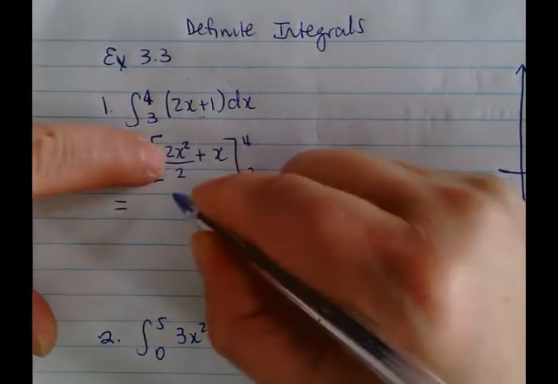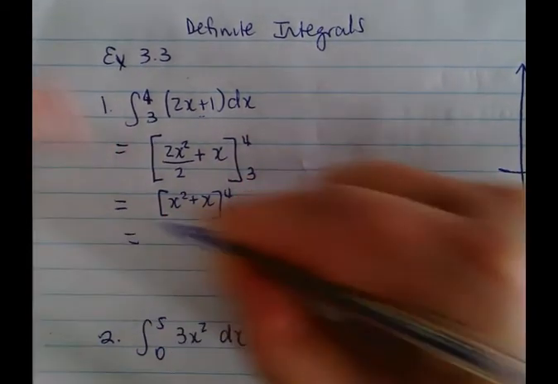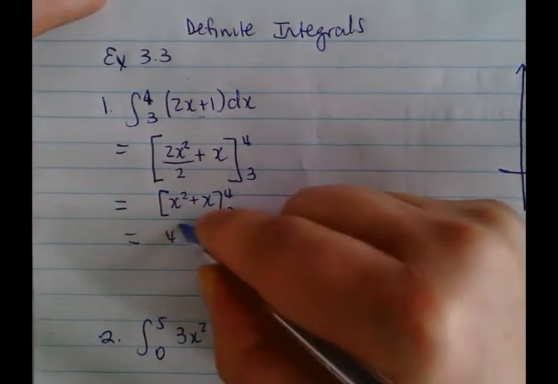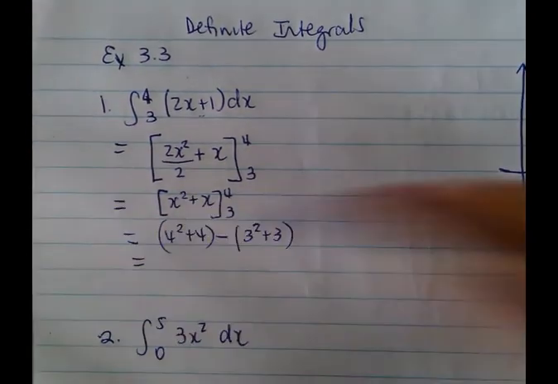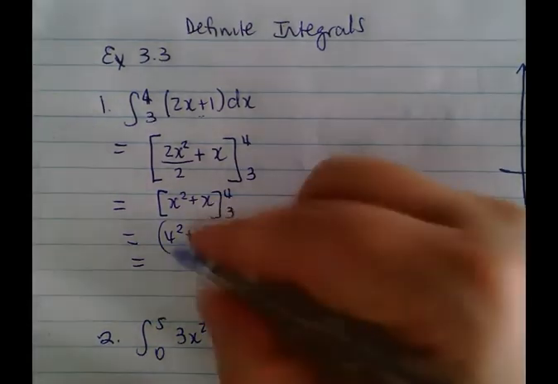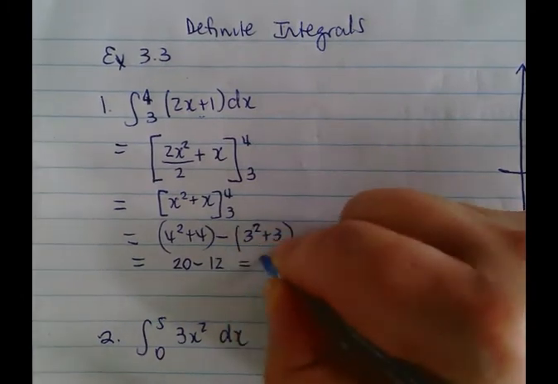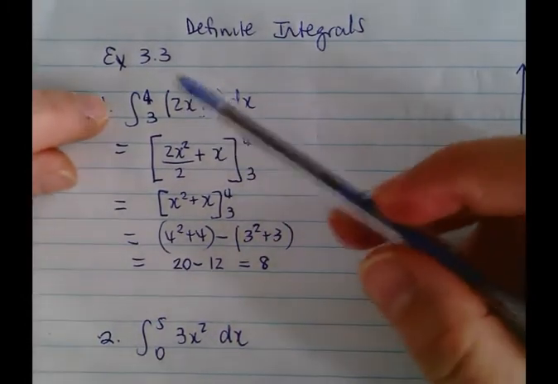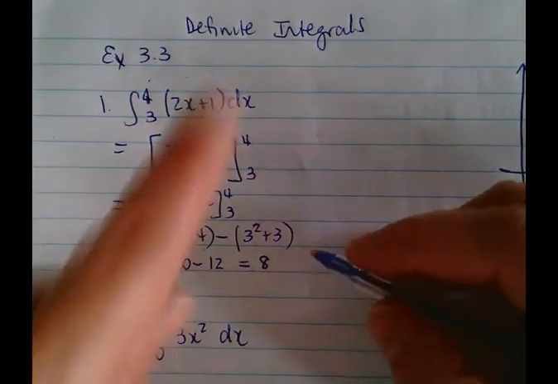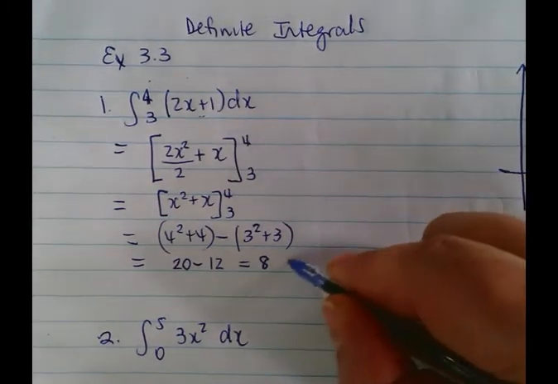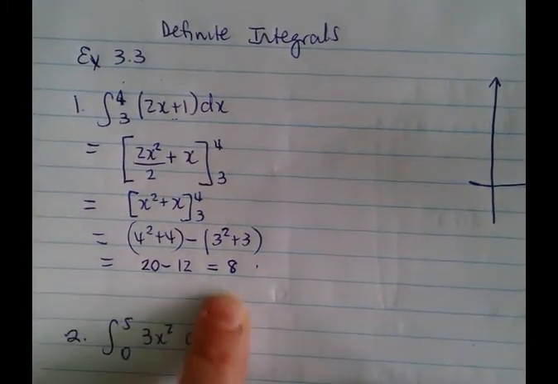The 2's here would cancel, right? So we've got x squared plus x, then we have to substitute the values of 4 and 3. So we've got 4 squared plus 4, and I like to put it in brackets, minus 3 squared plus 3. Please show working out. You don't want to make errors here. So that's 20 minus 12, which is 8. So it's telling me that the area under the curve between the values of 4 and 3 for this straight line is 8. Actually, we're just doing the integral, so the integral is 8.